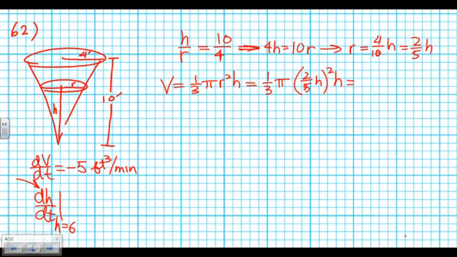And now, don't forget, this is all r, and it's all being squared. So 1/3 pi, we got like 4/25 h cubed. I'm going to clean that one more time. 4 over 75 pi h cubed. Because now I'm ready for the derivative and then the plug and chug step.